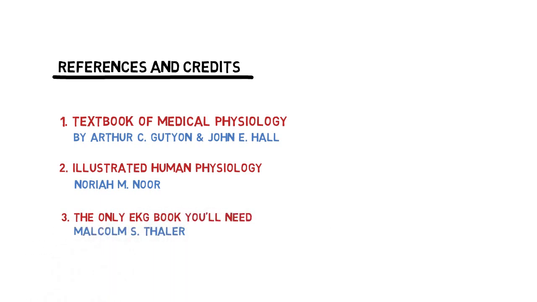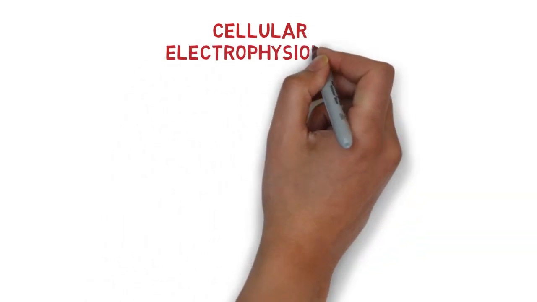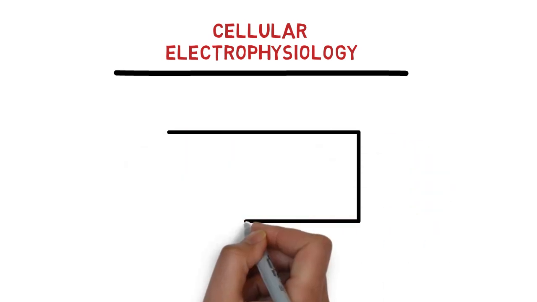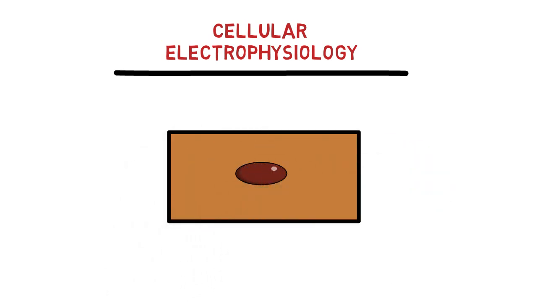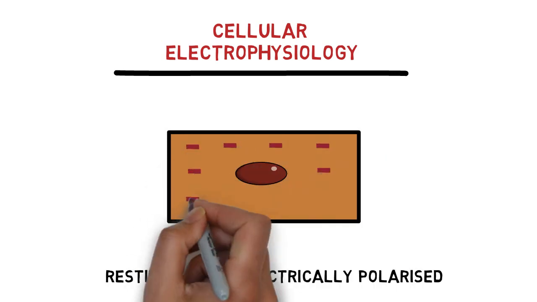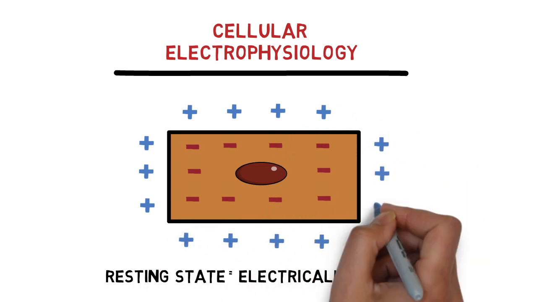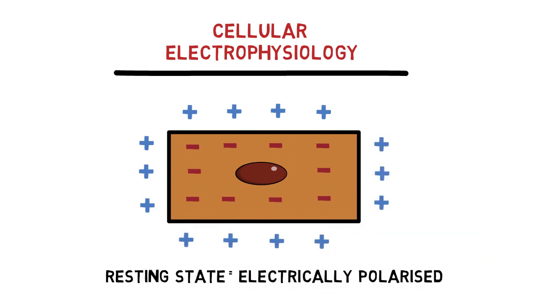First and foremost, to make sense of ECG, you definitely need to know about cellular electrophysiology, because what you are seeing on the ECG is really a repeating cycle of the cardiac cells depolarizing and repolarizing. In its resting state, a cardiac myocyte cell is electrically polarized, that is, the intracellular is negatively charged and extracellular is positively charged. You may wonder, why is it polarized in resting state?